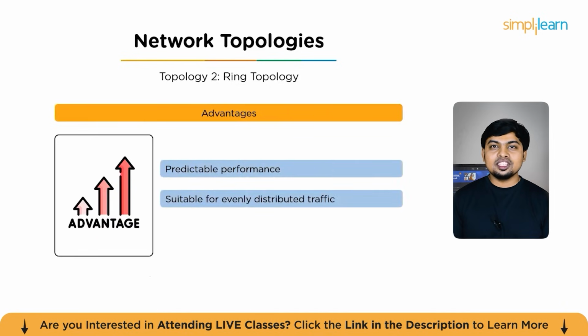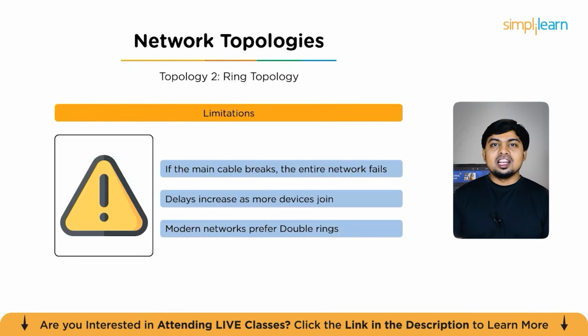Now let's discuss the advantages. Predictable performance, suitable for evenly distributed traffic. Now, every topology also comes with its limitations, so let's discuss them. A failure in one device or cable can bring down the entire loop. Delays increase as more devices join. Modern networks avoid single rings and prefer dual ring designs for redundancy. Ring networks were popular in older enterprise systems like token ring.